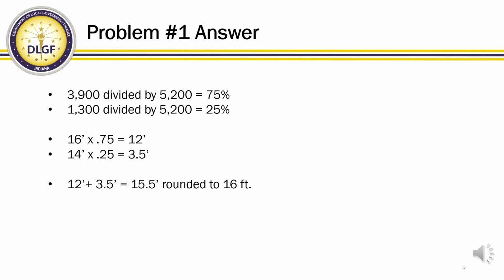We're going to get 12 feet. And then we're going to take our 14-foot times the 0.25 or 25%, and that's going to give us 3.5 feet. Next, we're going to add our 12-foot and our 3.5 foot, and that's going to give us a total of 15.5. We're going to round that to 16 foot, and that would be the average wall height that we would use for this improvement.